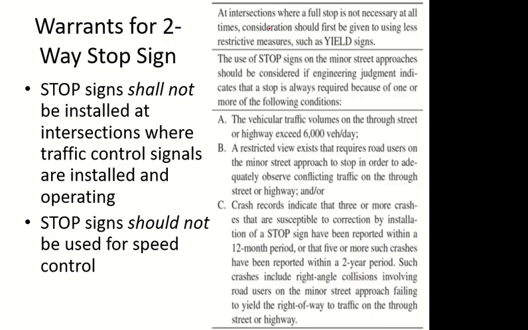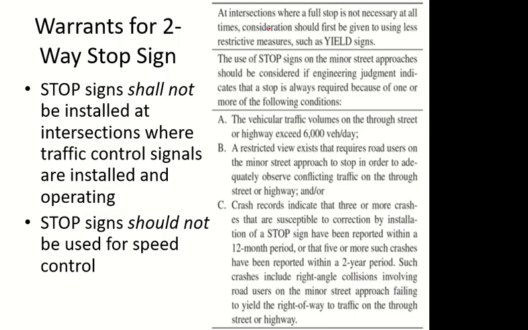And eventually, the conditions which you can check against are these three. The first one is the vehicle traffic on the through road. Which one is the through road? The major road. If the total volume on the major road for both directions is 6,000 vehicles per day or higher, then both directions of the minor road should have a stop sign.